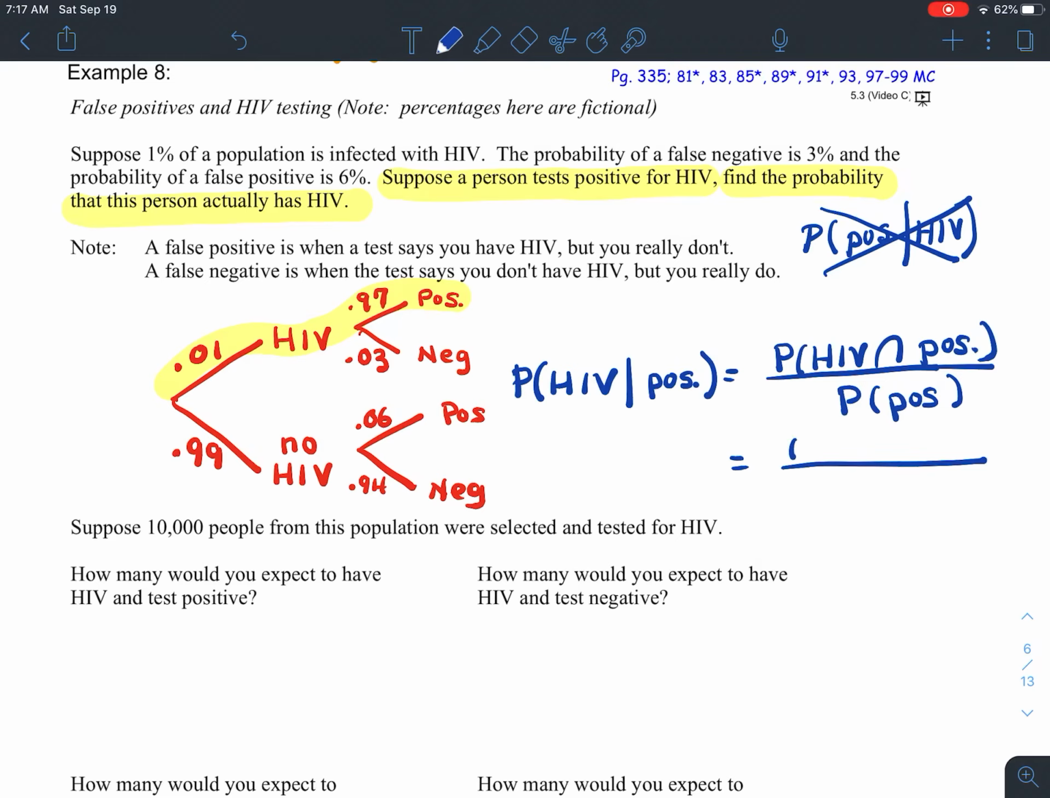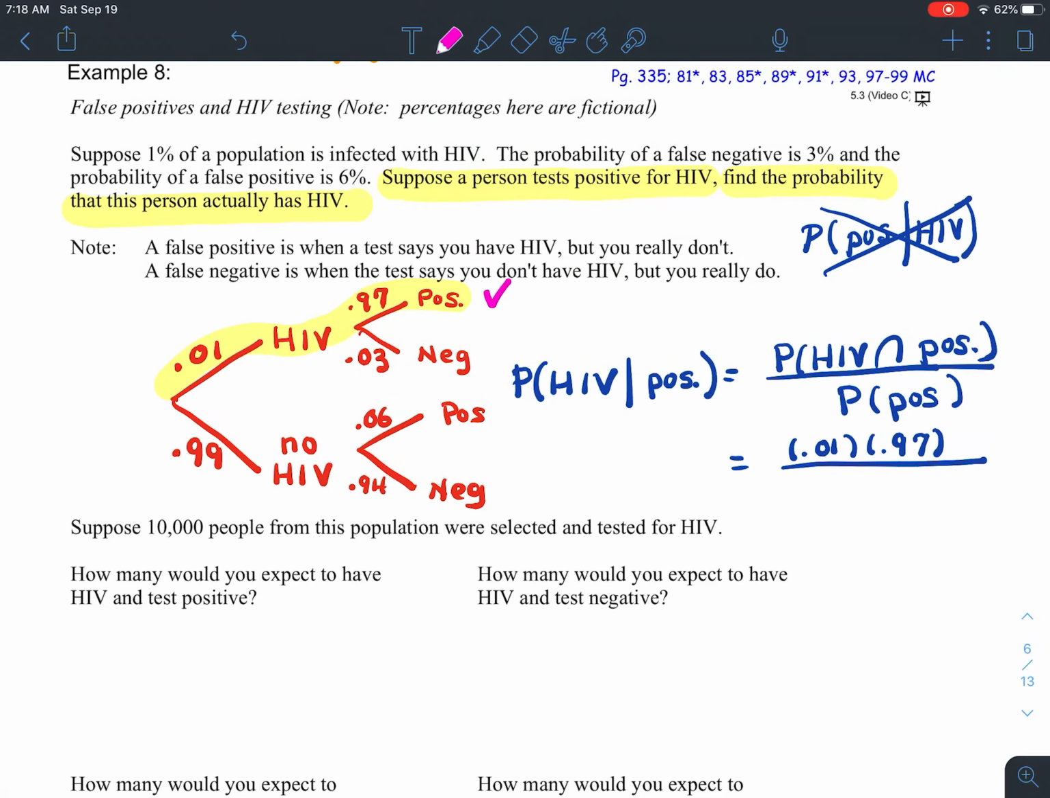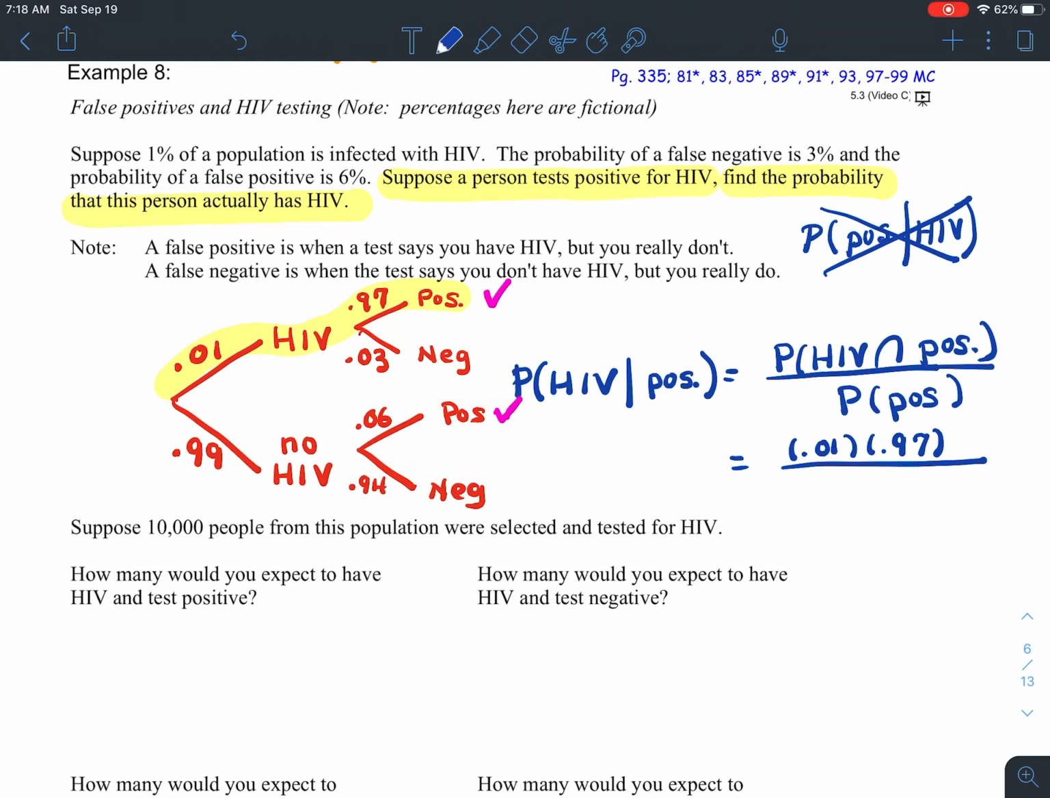The numerator is supposed to be the intersection of having HIV and your test showing positive. The ands come from flowing through the branches. So we're doing 0.01 times 0.97. But in the denominator, I need all the scenarios that are ending with a positive test result.